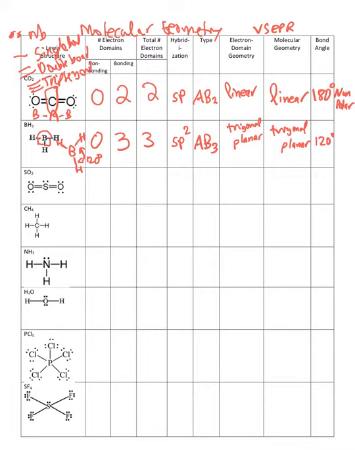The next one is sulfur dioxide. The first thing you do is count the electron domains. We now have a non-bonding pair of electrons for the first time on a central atom in the examples that we're looking at. And we've got 2 double bonds. Each double bond is a single electron domain. So that means, once again, we have 3 electron domains around the central atom. There's 3, that makes it sp2.